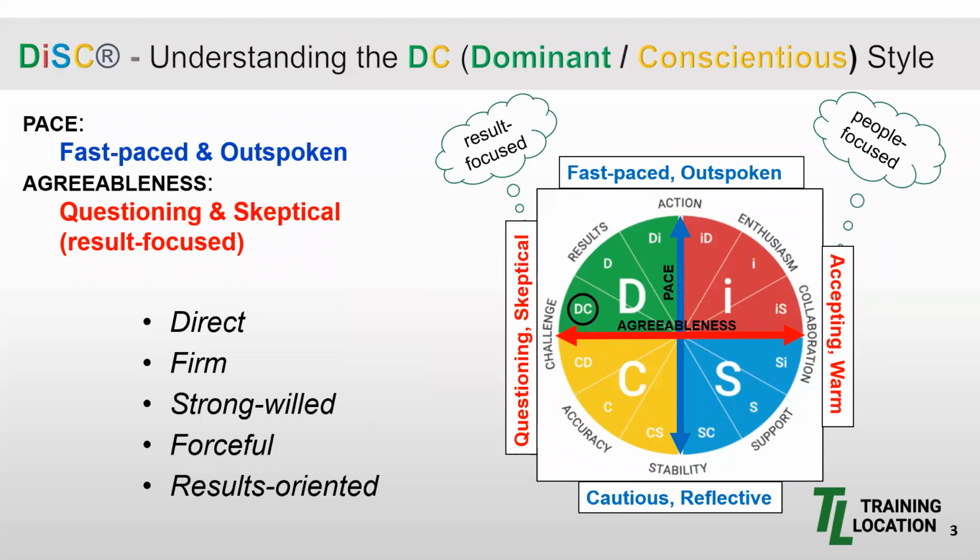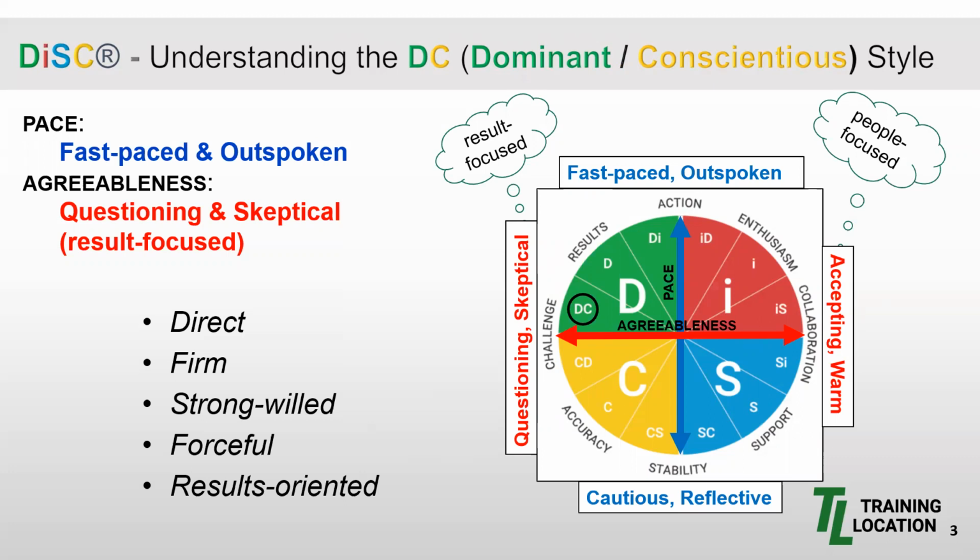Quick summary of the DiSC style you see here. Let's start with what we know. We already know a couple basics about the DiSC style that resides within the dominant quadrant. This D quadrant, including the DiSC style, has a pace of faster and outspoken, combined with an agreeableness quotient of questioning and skeptical, which we call result focused, and the brief list of descriptors which you've seen before are still direct, firm, strong-willed, forceful, and results-oriented.